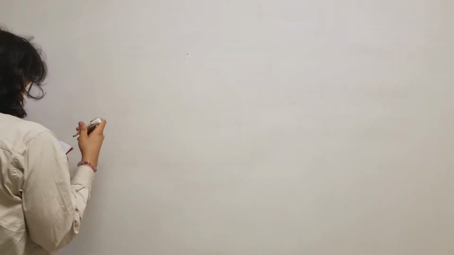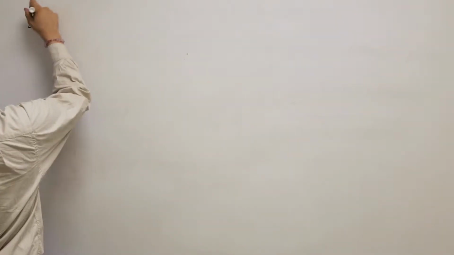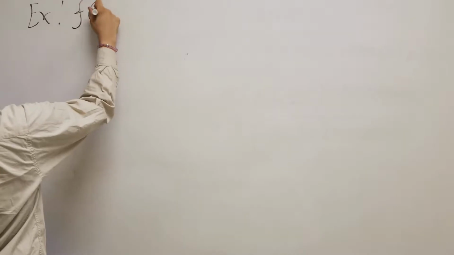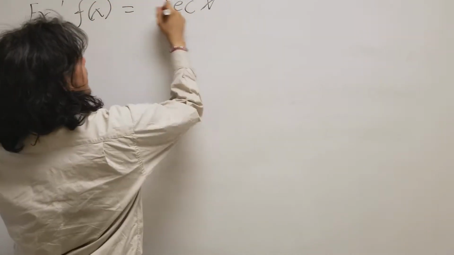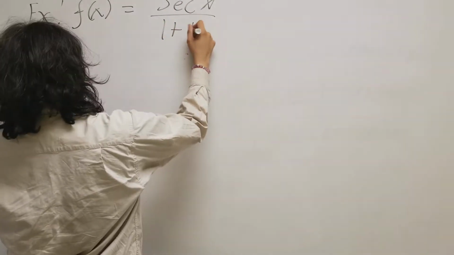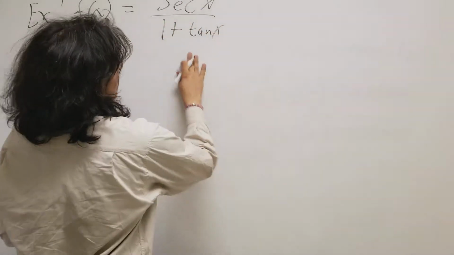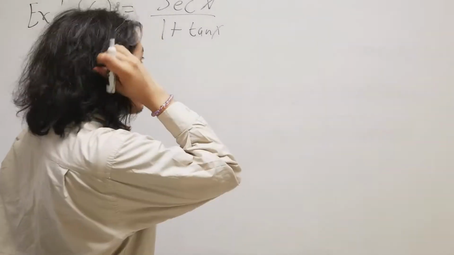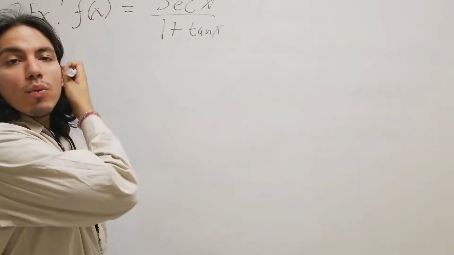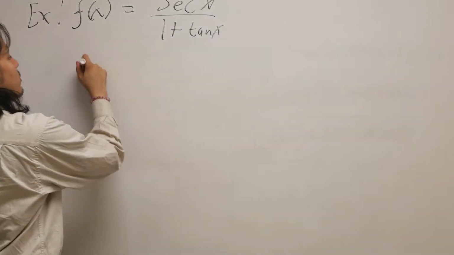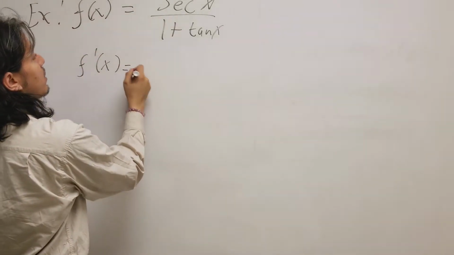Okay, so let's say the example says f of x is equal to secant x all over 1 plus tan x, right? So this is the form of a quotient, so we have to take the derivative of it, we have to use the quotient rule. So f prime of x.